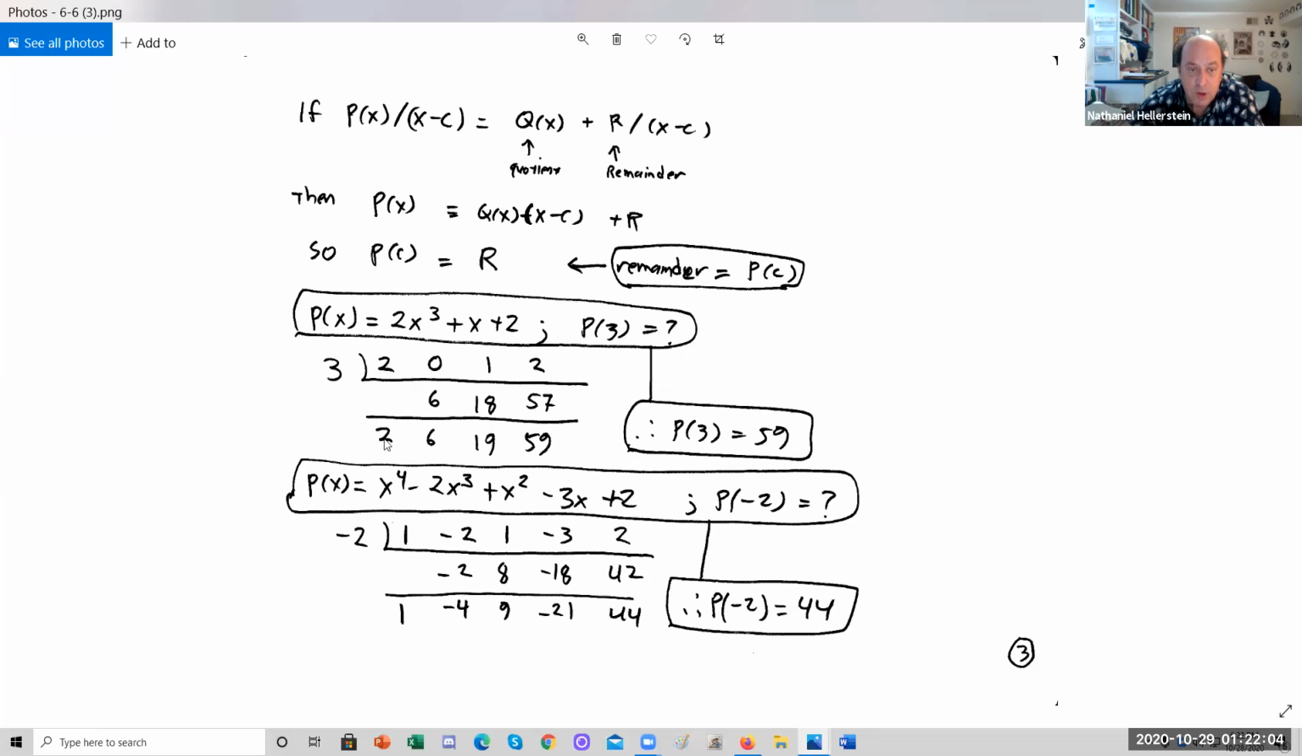So down comes a 2, times a 3 is a 6, 0 and 6 is 6, times a 3 is an 18, 1 and 18 is a 19, times a 3 is a 57, plus a 2 is a 59. And there you have it. This is p at 3, it's 59. And it took only 1, 2, 3 multiplications and 1, 2, 3 additions.